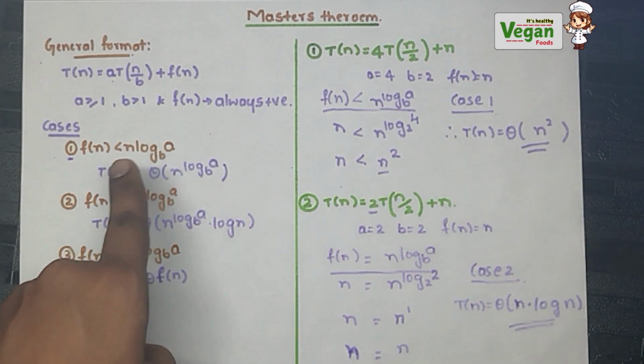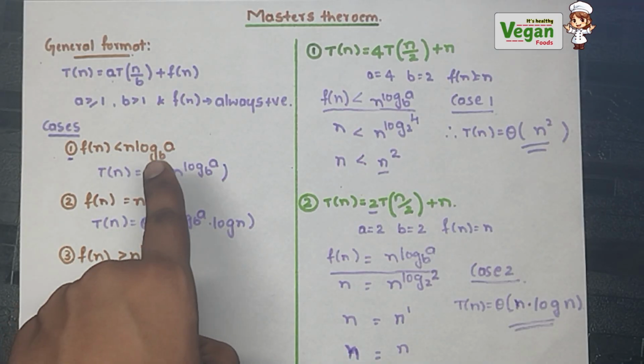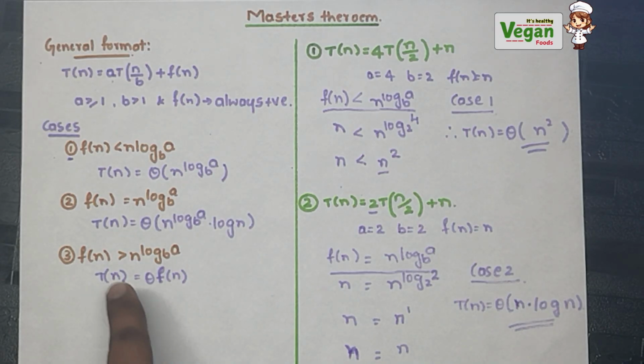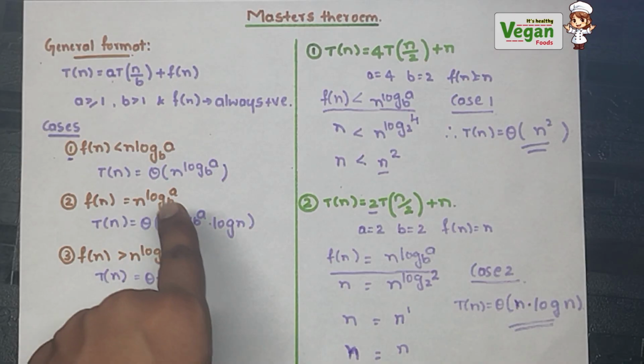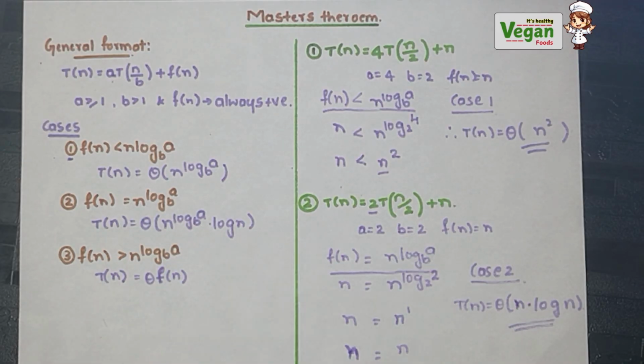Whichever one is greater, write that one. Here n power log a base b is greater, so we wrote n power log a base b. Here f of n is greater, so we wrote f of n. Here both are equal, so we wrote n power log a base b value into log n. I hope you understood the concept.